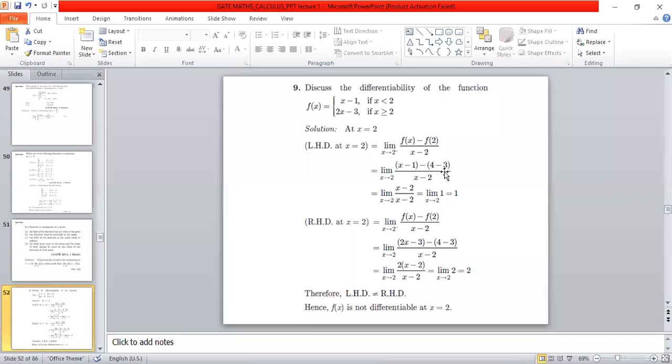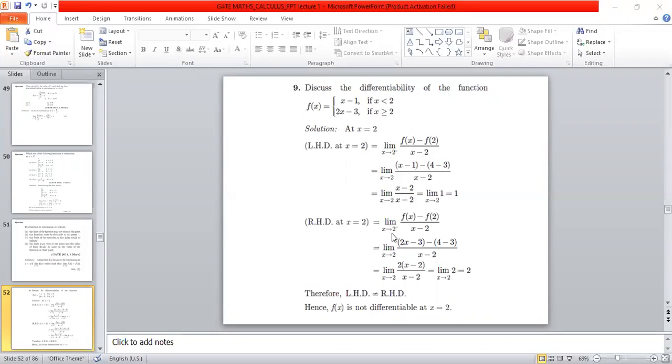plus this. If we solve, we get x minus 2 upon x minus 2, and that is 1. This is the left hand derivative. Next, the right hand derivative. It is limit x tends to 2 plus f of x minus f of 2 upon x minus 2.